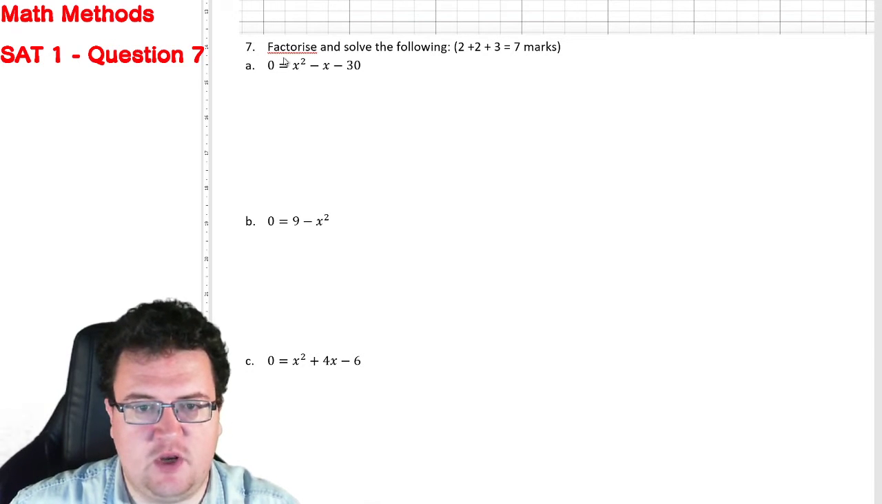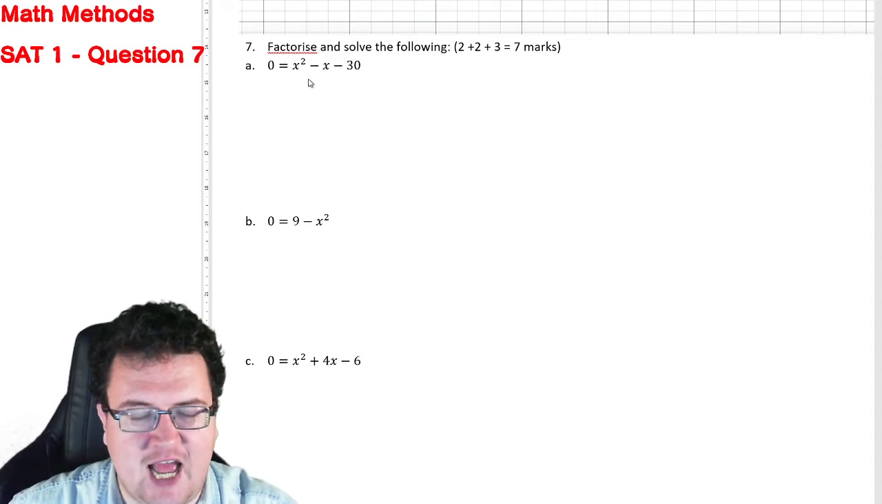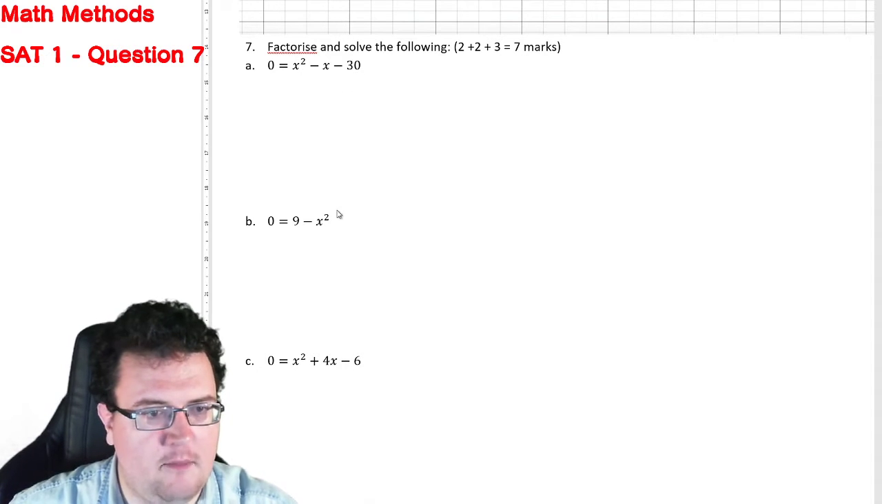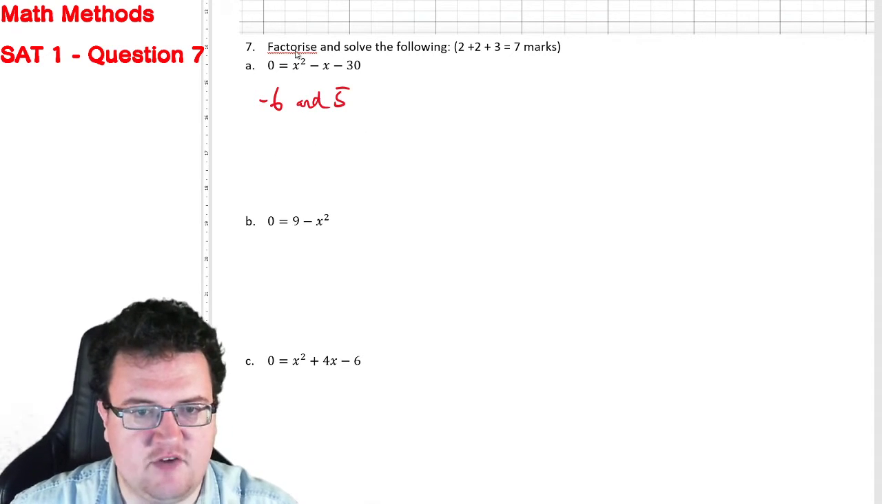Looking at this one here, I'm looking for two numbers that add to -1, but multiply to -30. Because I have a minus here and a minus here, I'm looking for one positive number and one negative number. So two numbers that add to -1 and multiply to -30. And the two numbers that I can think of straight away are -6 and +5, because -6 plus 5 is -1, and -6 times 5 is -30.